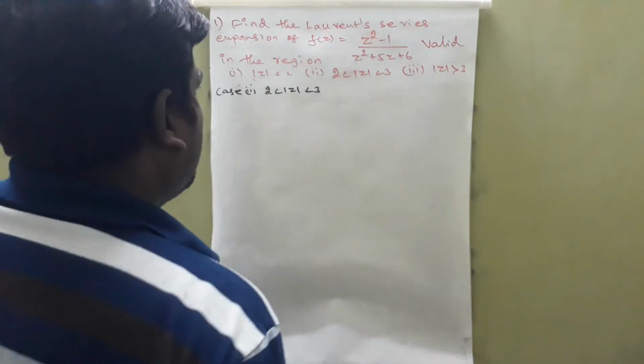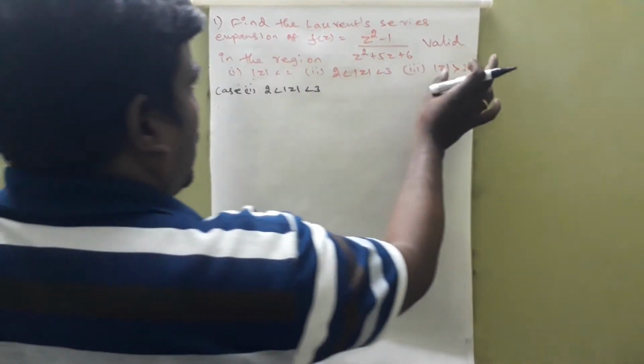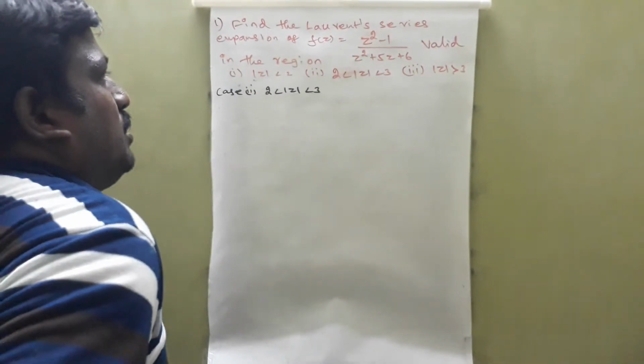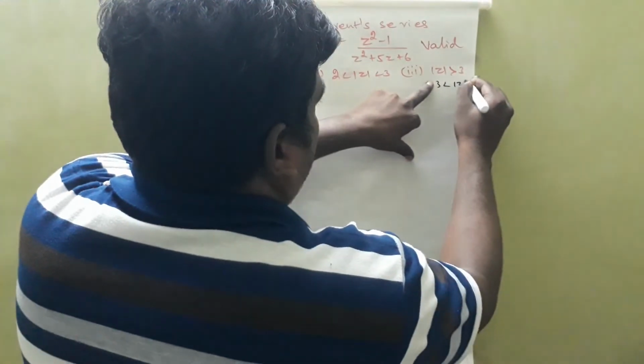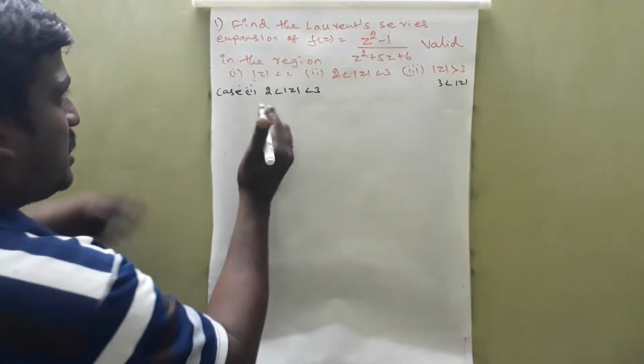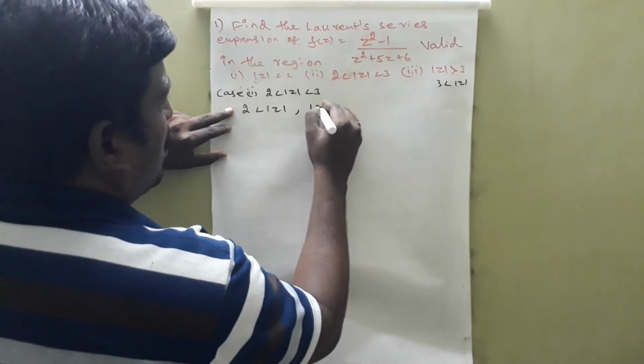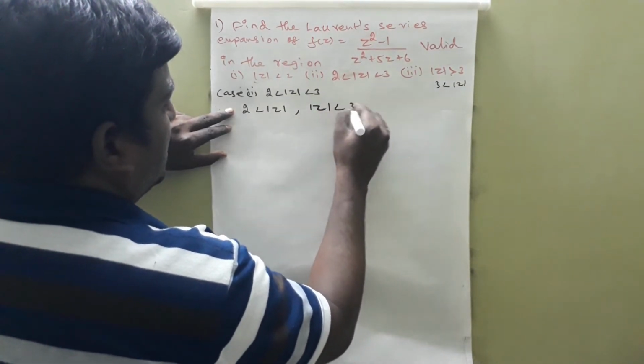In case 1, case 2, suppose I have less than or greater than, I can do the problem. Here I have 2 less than symbols, but finally I have converted this into 3 less than modulus of z. So here I have 2 less than symbols, so I have to split this. That is 2 less than modulus of z and another one modulus of z less than 3.